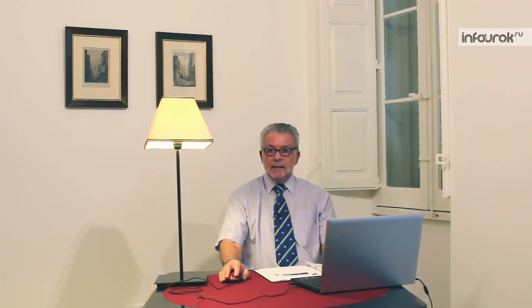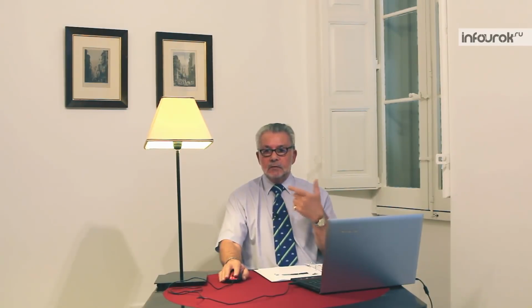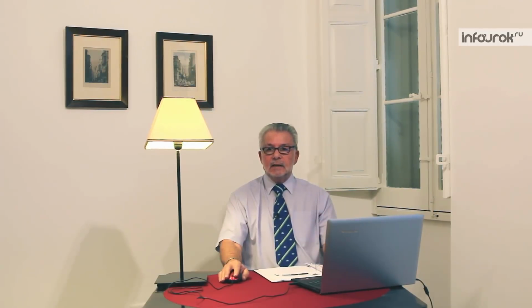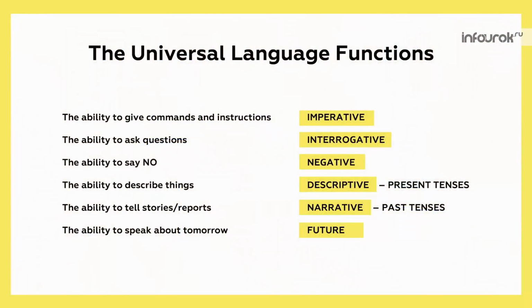Now, let's have a look at these 6 universal language functions. And we will also use, for ease of reference, their grammatical title. First of all, we have the ability to give commands and instructions. This we call the imperative. We need to be able not only to give commands and instructions, but also to understand commands and instructions. Then there is the ability to ask and answer questions. This we call the interrogative function.